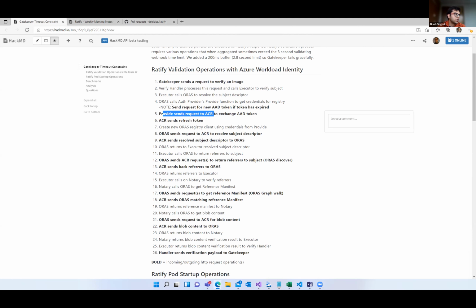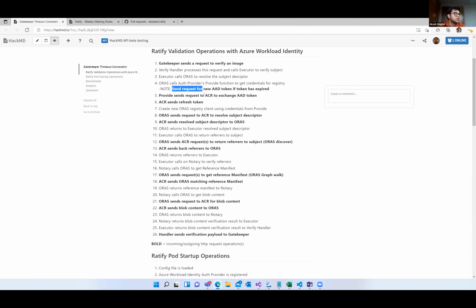Step 4, which is above it, is actually referring to the AAD token exchange that is required in order to take the token file, which is injected into a pod on pod startup, and exchange that for a container registry scoped AAD token. And because it's only scoped at the container registry level, we can basically cache this AAD token and use it later on when the actual provide function is called for the credentials during the actual validation webhook process.